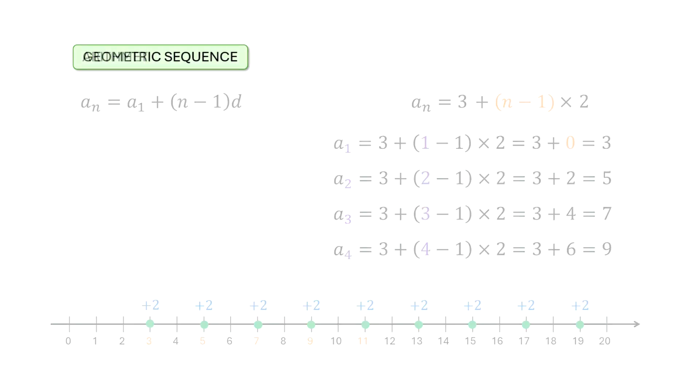Another type of sequence is the geometric sequence, also called geometric progression, where each term is found by multiplying the previous one by a constant, called the common ratio. This formula only works when n is more than 1. If n is 1, we have the first term. When n is 2, we multiply the first term by the constant. When n is 3, we multiply the second term by the same constant.